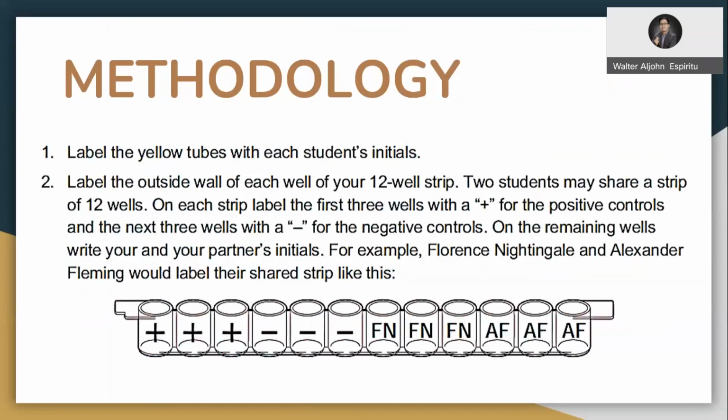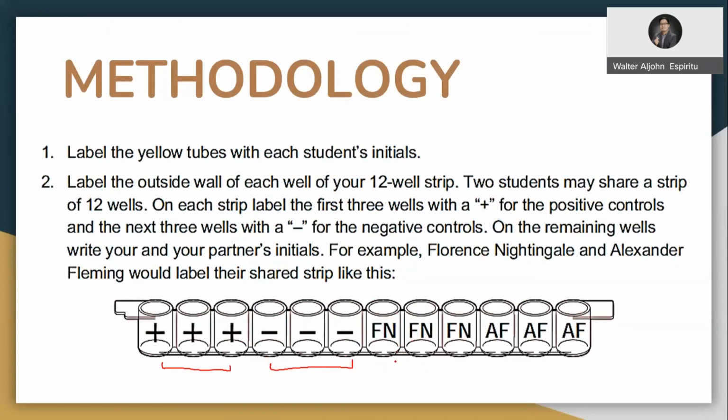On each strip, label the first three wells as positive, and then the next three will be negative. This is done in order for us to have at least three replicates for the positive and the negative. On the remaining wells, you may want to write your initials and your partner's initials.